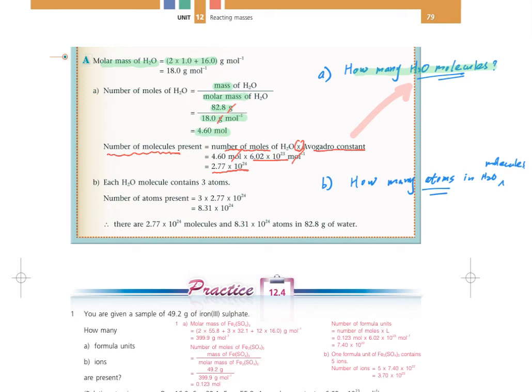And then for part B, because we know that each water molecule contains 3 atoms, once you know the total number of molecules, you just multiply the answer by 3. Then you get the answer, right? Total number of atoms, just times 3.